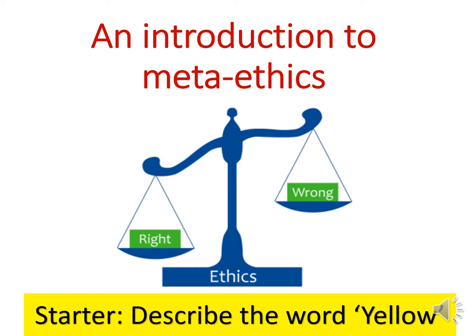So what I thought would be a really good thing for you to start to do is try to describe the word yellow. Imagine somebody that's never seen the colour yellow before, that's maybe blind, for example. How would you describe the colour yellow to them? Just write a few sentences down and try and figure out if it's really difficult to do or if it's really easy to do. And I'd be really interested to find out how you found describing that word yellow.